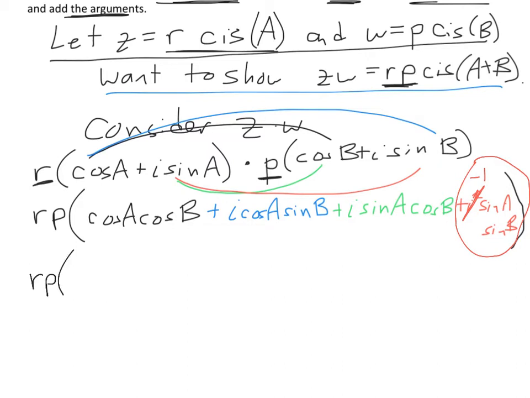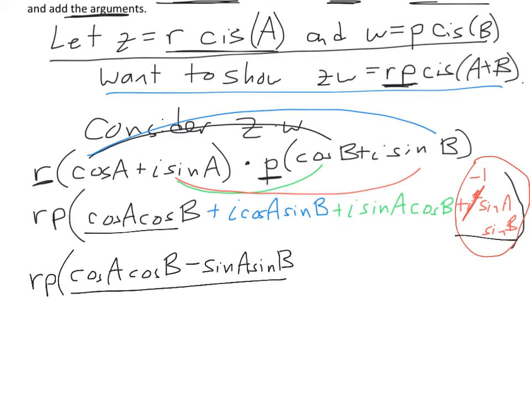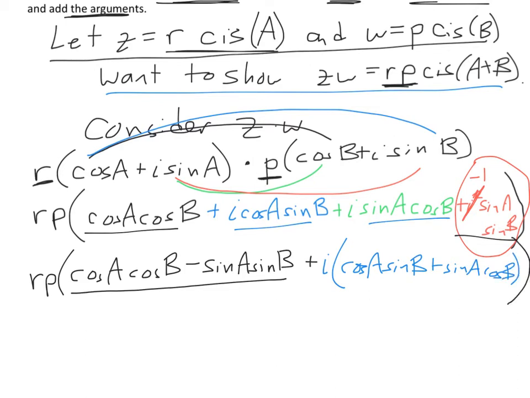So we still have the rp on the outside of this whole thing, and then the real parts are these ones. Cosine a cosine b minus sine a sine b. This is all the real part. And then plus i times, I said I was going to do this in blue, right? So i times cosine a sine b, that's from there, and then this one here, plus sine a cosine b. Do these look familiar at all? Does this look like anything that we've ever at any point seen before?